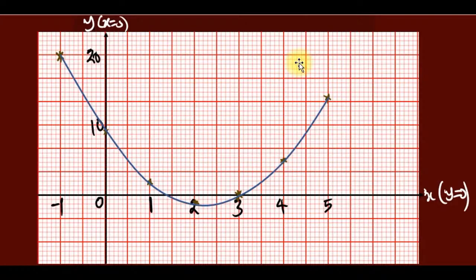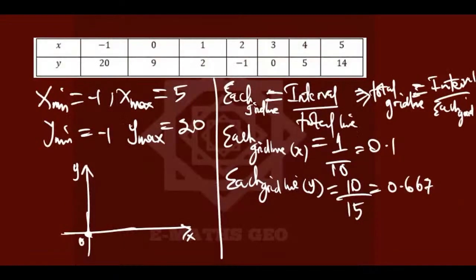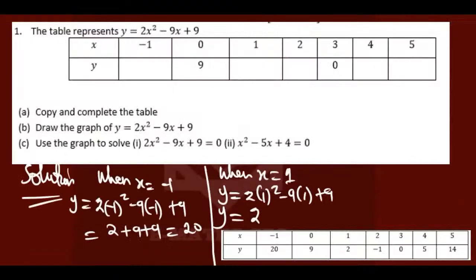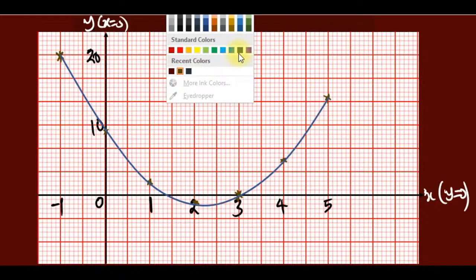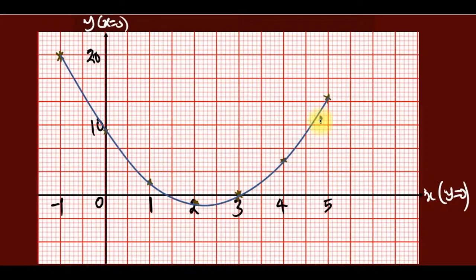So the curve is y equal to 2x squared minus 9x plus 9. So that's the curve. So let's now use it and solve the equations under it.